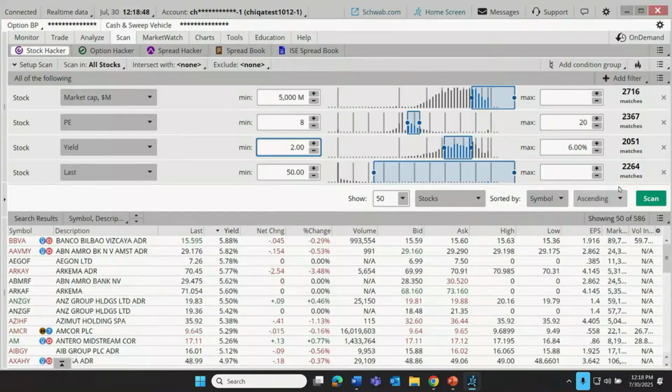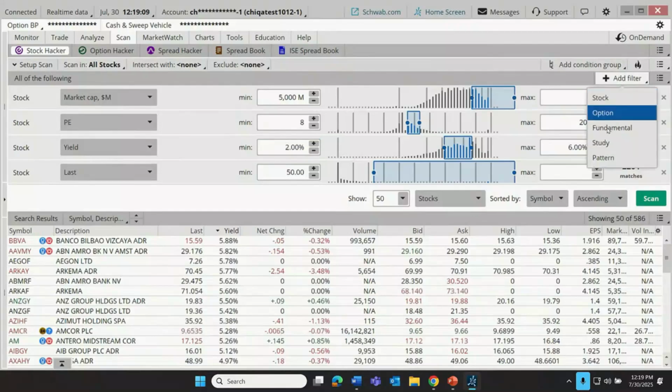But let's add that. And it looks like another 2,200 companies meet that criteria. In other words, out of 12,000 companies, there are about 10,000 that are priced under $50 right now, despite stocks being at all-time highs. Those are probably some pretty small companies. But in any case, we can add additional stock filters, or let's add a fundamental filter.